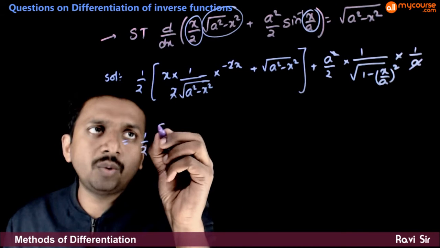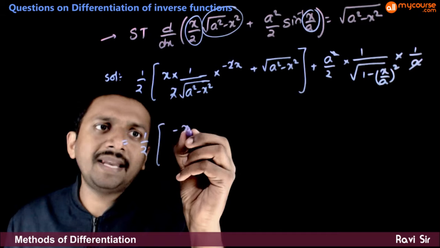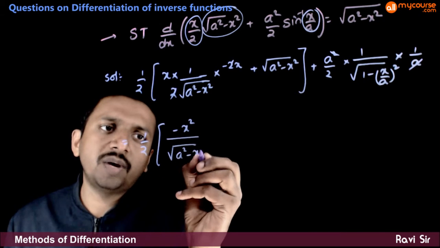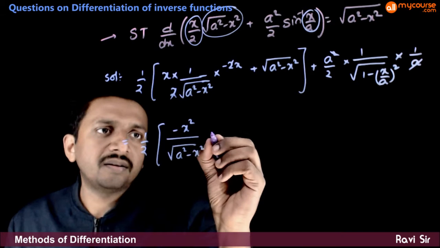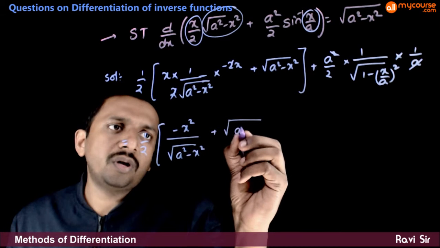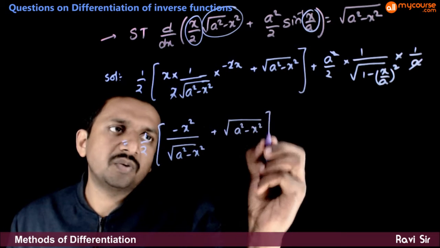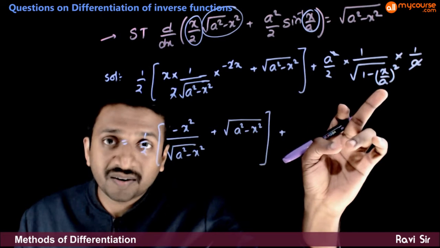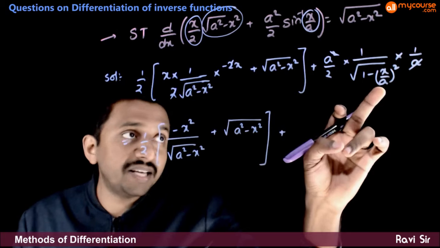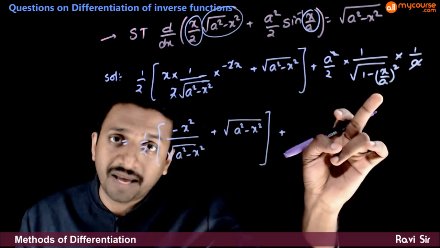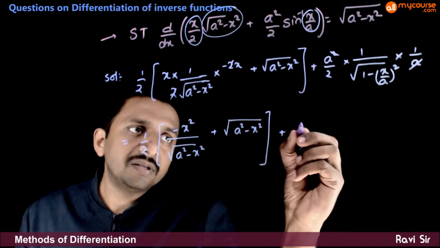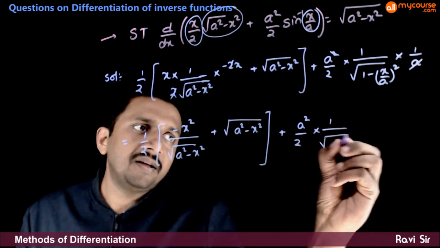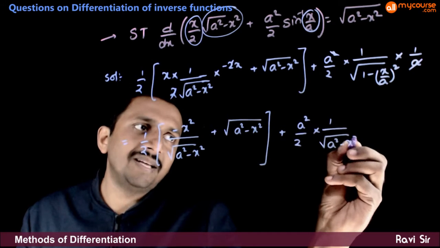So 1/2 times −x²/root of (a² − x²) plus root of (a² − x²) plus... If you simplify this and take the LCM, you get (a² − x²)/a. This a goes up. So you have a²/2 into 1/root of (a² − x²).